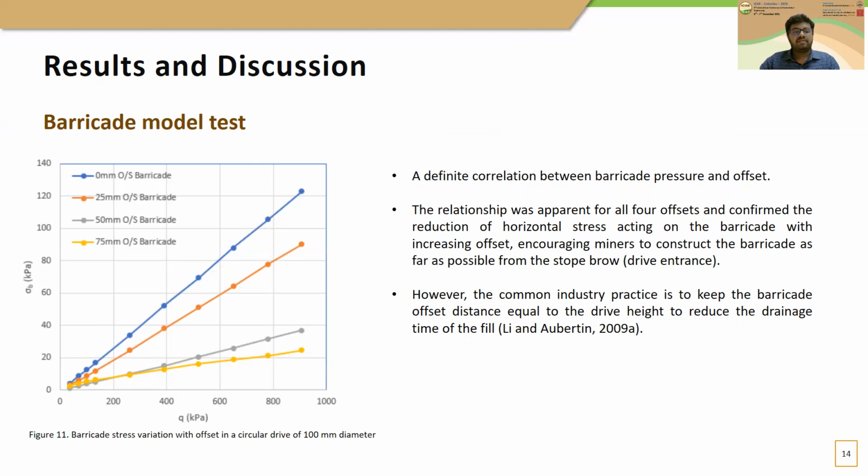The plot in figure 11 shows a definite correlation between barricade pressure and offset. This relationship was apparent for all 4 offsets and confirmed the reduction of horizontal stress acting on the barricade with increasing offset, encouraging miners to construct the barricade as far as possible from the drive entrance. However, the common industry practice is to keep the barricade offset equal to the drive height to reduce the drainage time of the fill.